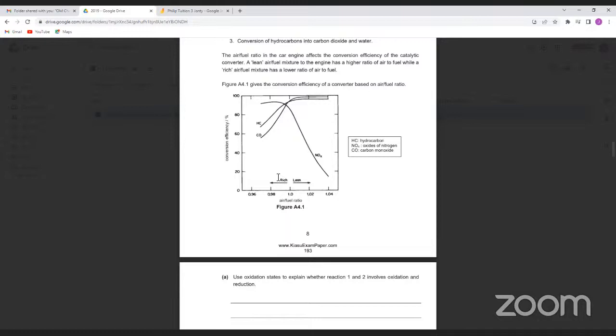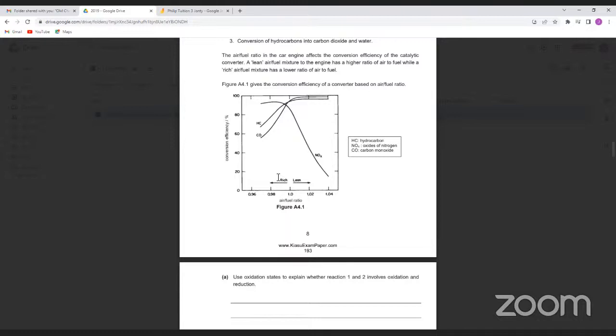The meaning is you just say that when it goes from rich to lean, the HC and the CO increase. How, when you go from rich to lean? As the air fuel mixture of the engine gets leaner, the conversion efficiency of hydrocarbons and carbon monoxide increases. Now let me test you. Does this mean that it is more pollution or less pollution?